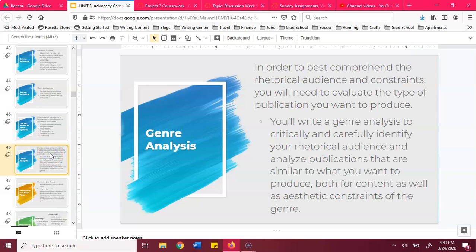All of these readings should give you a handle on your genre analysis, so making sure that you understand your rhetorical audience and their constraints. We want to figure out what kinds of publications they're going to be interested in reading and how your website can match these demands, how you can match the needs of your audience. So in your genre analysis, start thinking about these different ideas and then look through the specific prompts to figure out how your audience would respond to these different tactics.